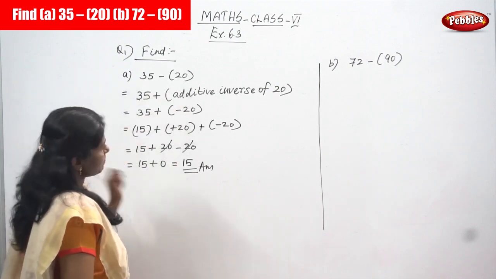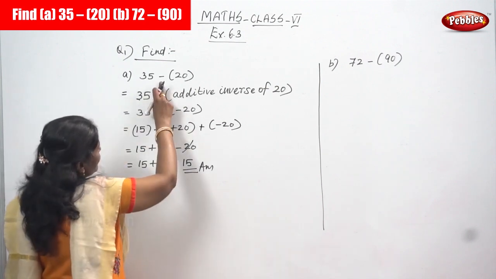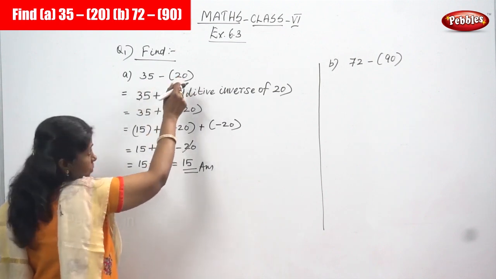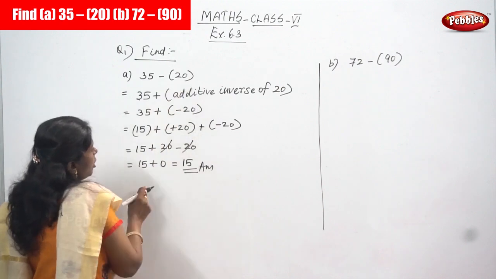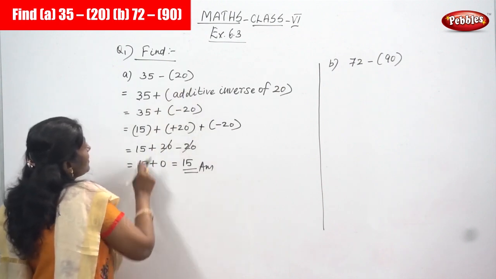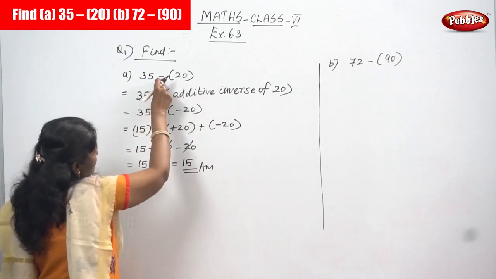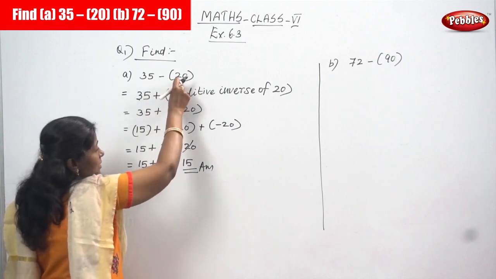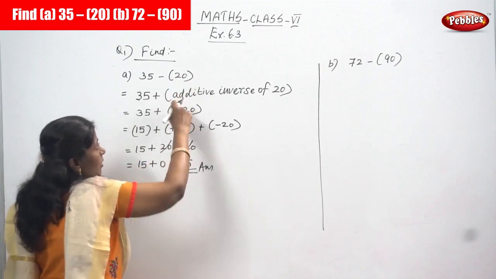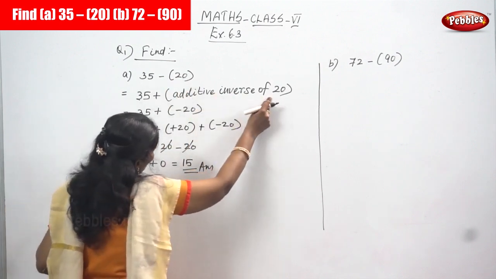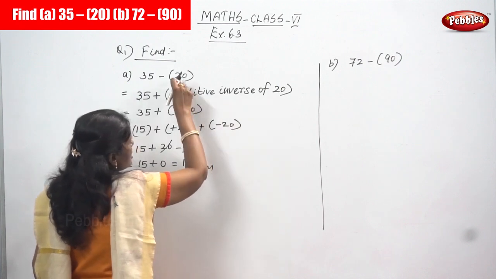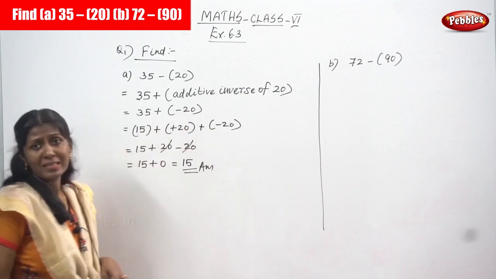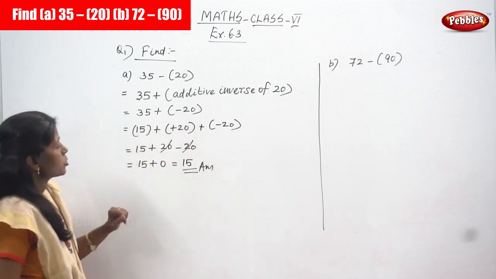I will explain only in this particular place. 35 is a positive integer, and 20 within the bracket is also a positive integer. Here 35 stays and this minus becomes positive, and inside the bracket the plus 20 you have to write as the additive inverse of 20, which means you change this positive integer to a negative integer. That is the only change in the sum, nothing else. Otherwise you can choose one more method.